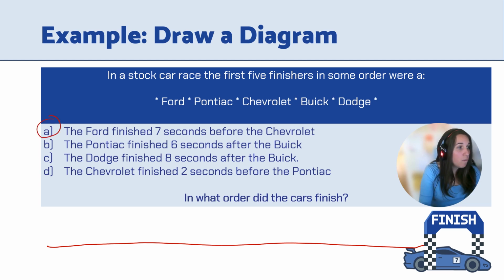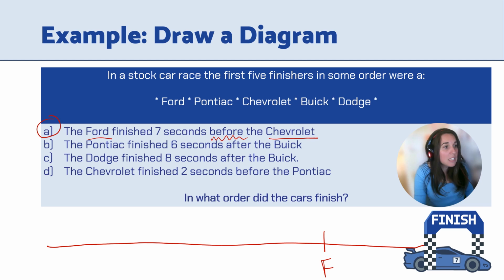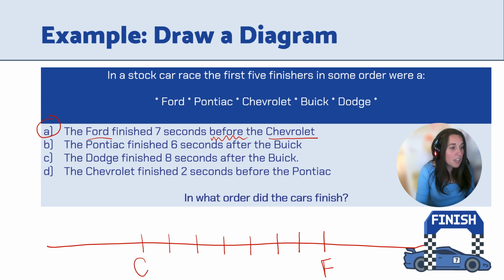The first clue says the Ford finished 7 seconds before the Chevrolet. So if the Ford is finishing before the Chevrolet, that means the Ford is closer to the finish line. So I'm just going to plot a point here for my Ford. And then since I know that it's 7 seconds before the Chevy, I'm just going to jump back 7. 1, 2, 3, 4, 5, 6, 7, and there's my Chevy. So each one of these little tick marks on here represents a scale of 1 second, and that's important to think about. So now I'm going to go to my next clue.